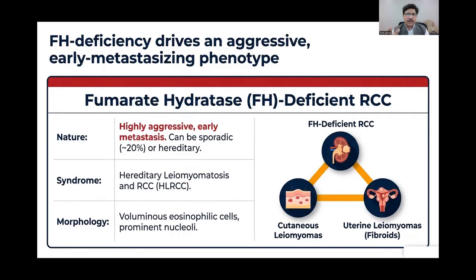Fumarate hydratase deficiency drives an aggressive, early metastasizing phenotype. And the catch is the patient will have hereditary leiomyomatosis along with it. Now, with FH deficient RCC, cutaneous leiomyomas may be there, uterine fibroids also may be there. Leiomyoma is what? It is only a swelling related to the muscle tissue. That occurs in the cutaneous region also. Cutaneous leiomyomatosis, uterine leiomyomatosis, or either one of them may be there along with the solid tumor in the kidney.